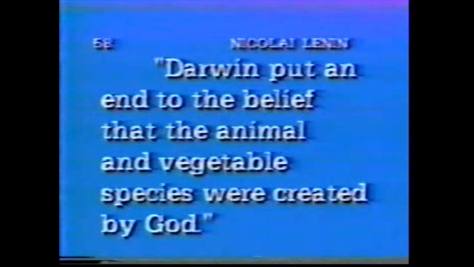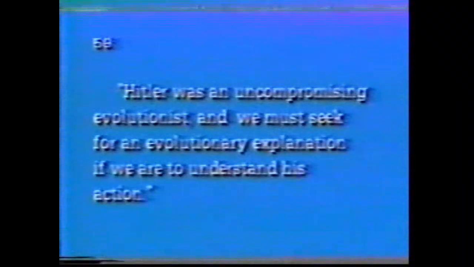Nikolai Lenin, the bloody communist who masterminded the Communist Revolution of 1917, also read Charles Darwin's book. He wrote, number 58, "Darwin put an end to the belief that the animal and vegetable species were created by God." Adolf Hitler, the German socialist who was the head of the German National Socialist Party called the Nazi Party and the instigator of World War II that murdered 50 million people, also believed in evolution. Sir Arthur Keith wrote a book about evolution, and in it he wrote about Adolf Hitler. He said this, number 59, "Hitler was an uncompromising evolutionist, and we must seek for an evolutionary explanation if we are to understand his action."